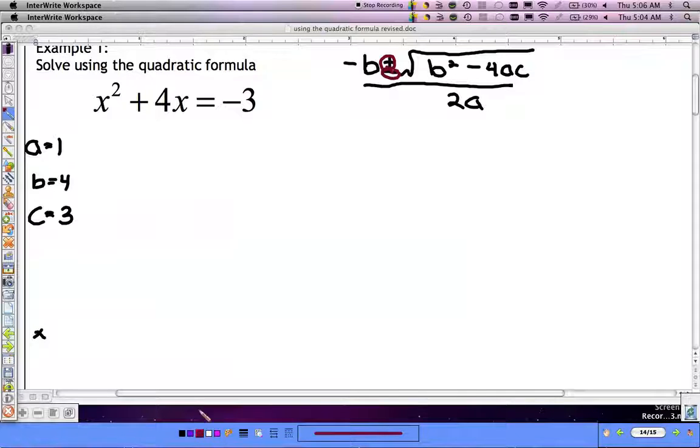So just to start putting stuff into our formula, I want to go ahead and say, well, on one side we'll start with the plus case, and on the other side we'll start with the minus case.